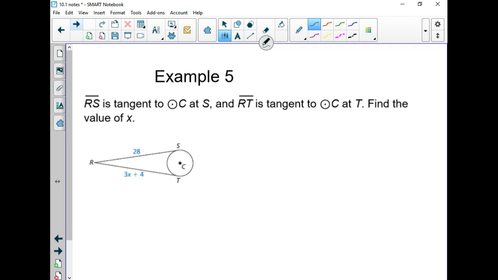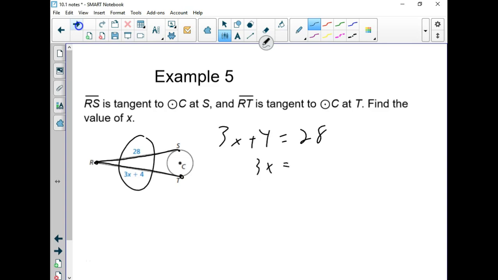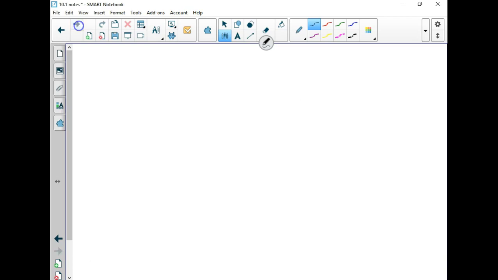Okay, example 5. RS is tangent to circle C at S, and RT is tangent at T. So basically, you have a point out here in space. This line here, tangent here, this line here, point of tangency there. These have to be equal to each other. So we just set them equal to each other. Subtract the 4. Divide by 3, and x is 8. And that is all there is to it. Finished.